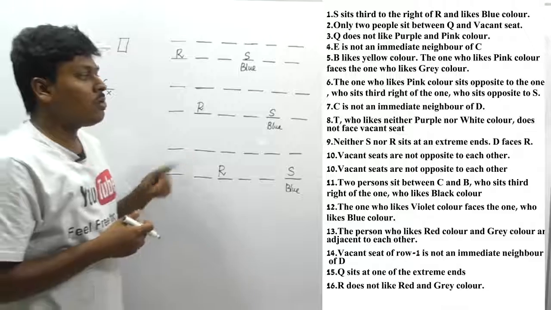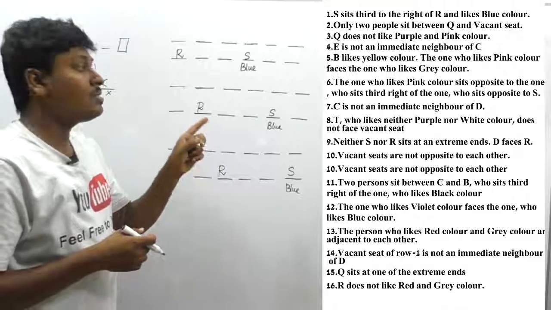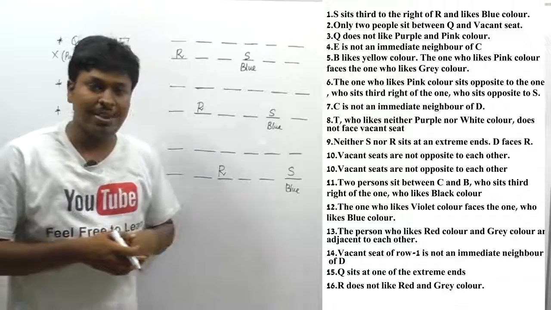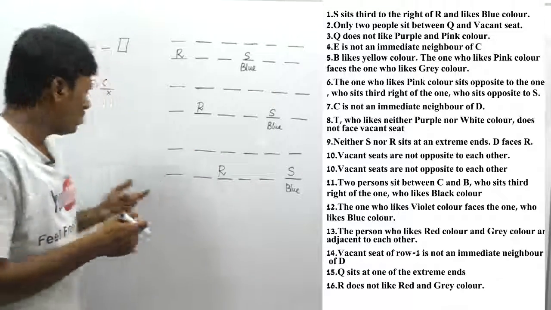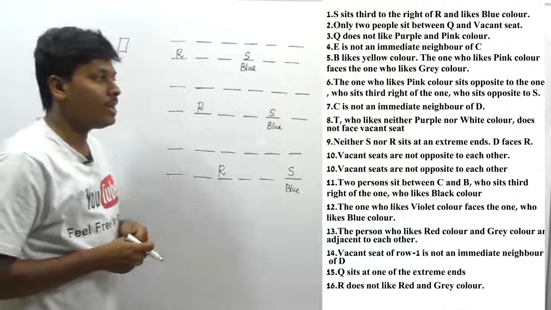Let me move on to point number 6. The one who likes pink color sits opposite to the one who sits third to right of one who sits opposite to H. Whether it is confusing, right? Don't worry about that. Just write point number 6. Let me move on to point number 7.